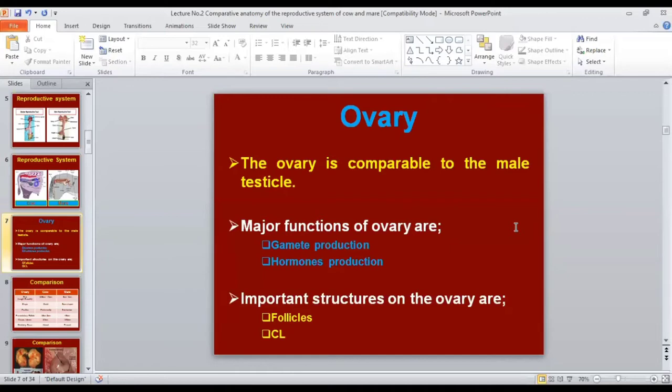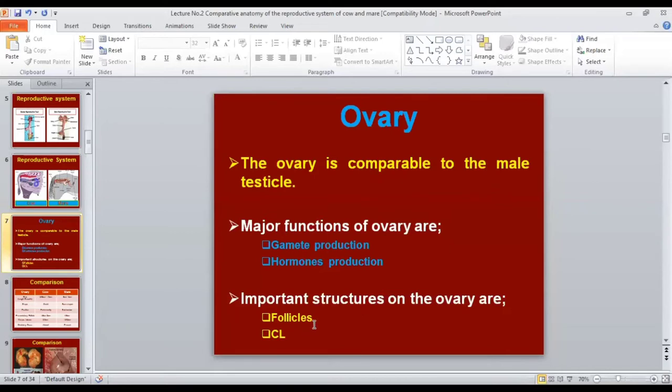Okay. So before discussing the different points of the anatomy of the ovary in the cow and mare, we will have a general introduction about the ovary, what its important functions are, and what the important structures on the ovary are. As you know, the ovary is a female gonad, and it is comparable to the male gonad, that is the testicles. The major functions of the ovary are gamete production, that is ova production in the female, and certain hormone production. The important structures on the ovary are the follicles and the corpus luteum.